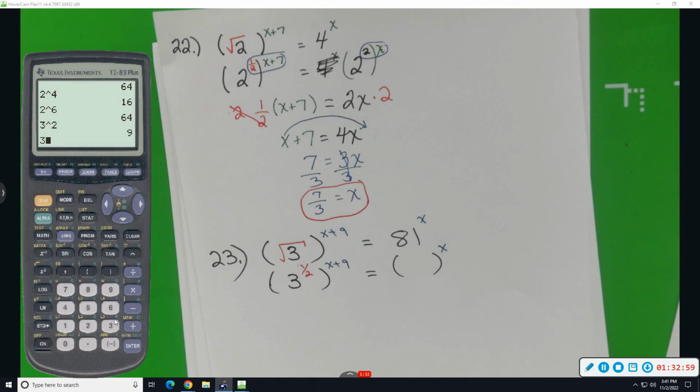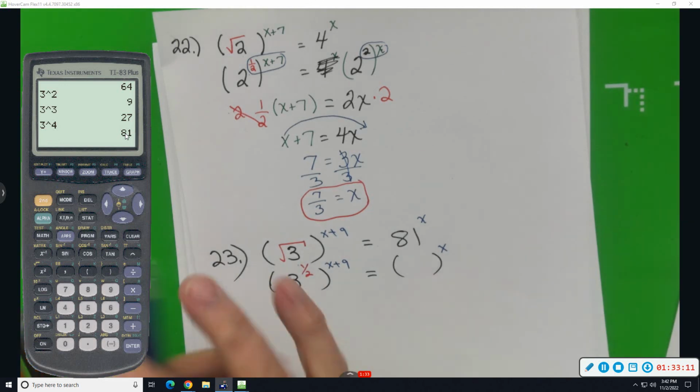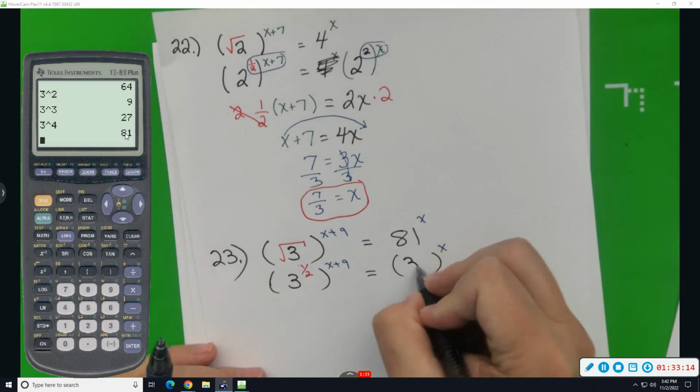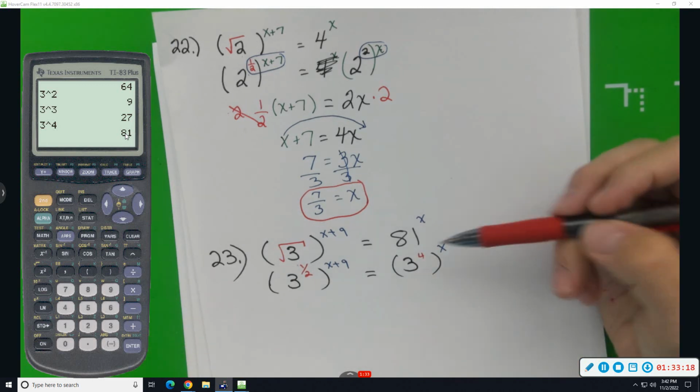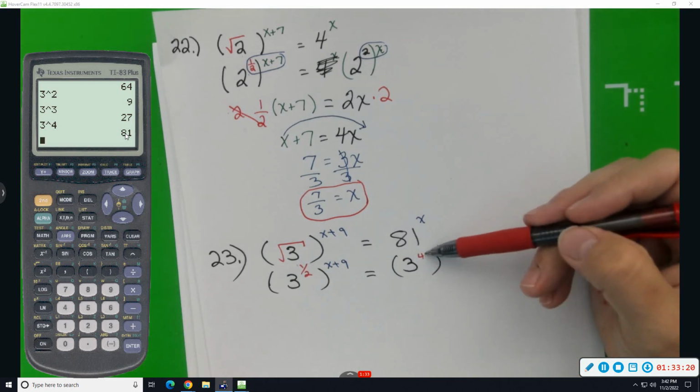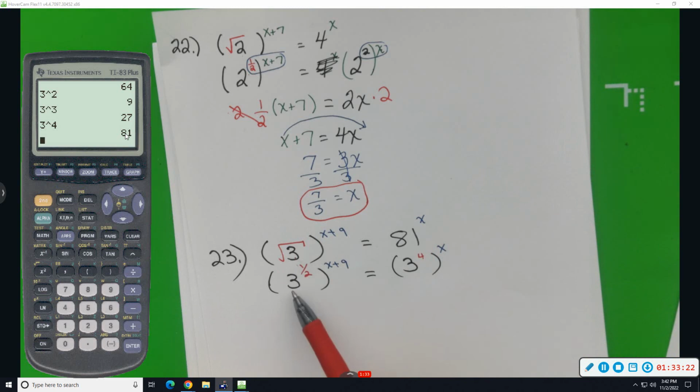3 cubed is 27. I agree, it's 3 to the 4th power. 3 times 3 times 3 times 3 gives you an 81. So that would be a 3 to the 4th. 81 is the same thing as 3 to the 4th. The square root of 3 is the same thing as 3 to the 1/2.